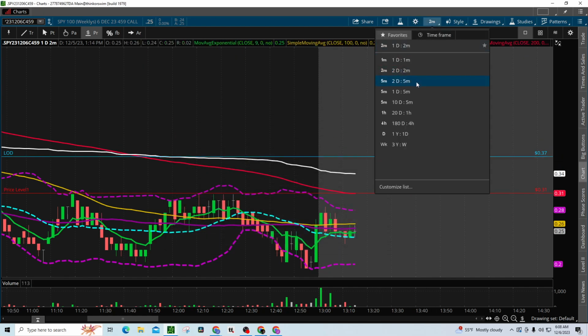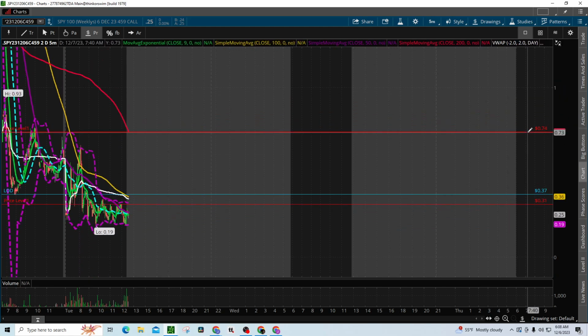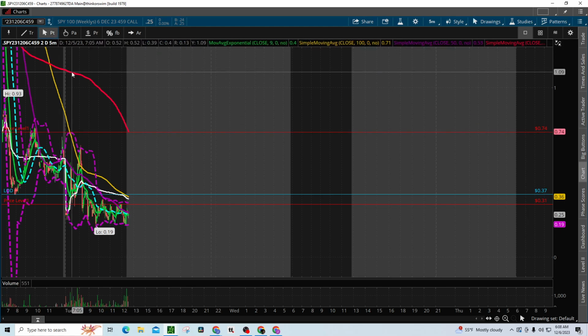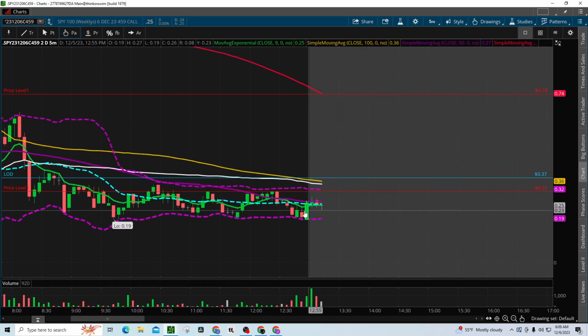Let's go to the 5-minute chart. Oh man, look at that, dude. That's the profit window right there. So the profit window is from 31 to 74. If that is the case. If that's what happens. So this is going to open up here.